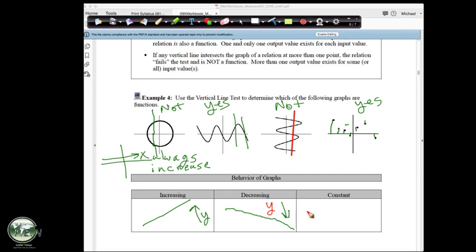And then when we've got something that's constant, straight line, horizontal, straight across, the y is staying the same. Okay. X is still increasing because we're reading it left to right. X is always going to increase. The y stays constant, doesn't change.